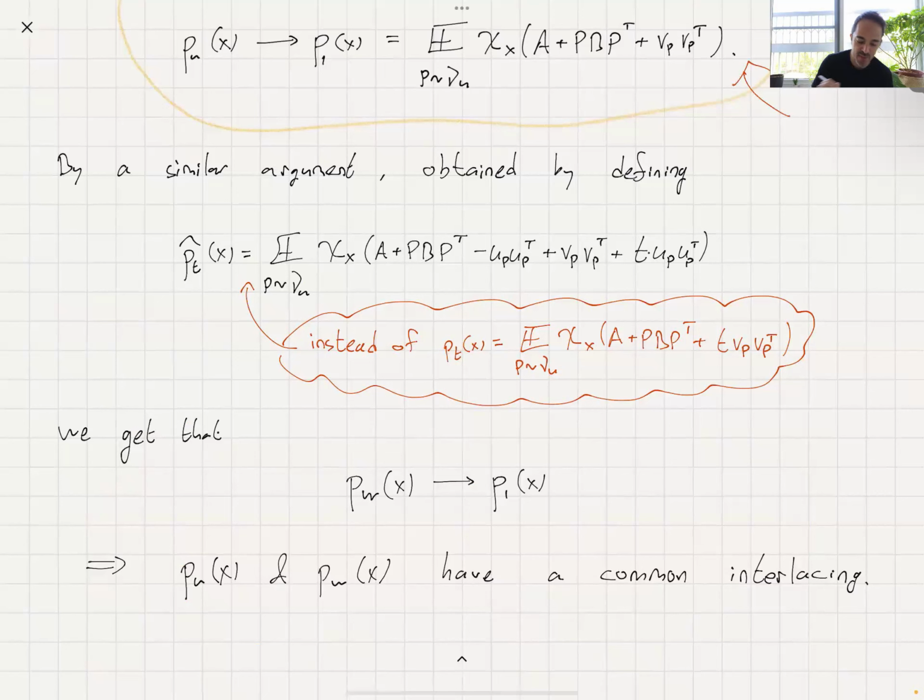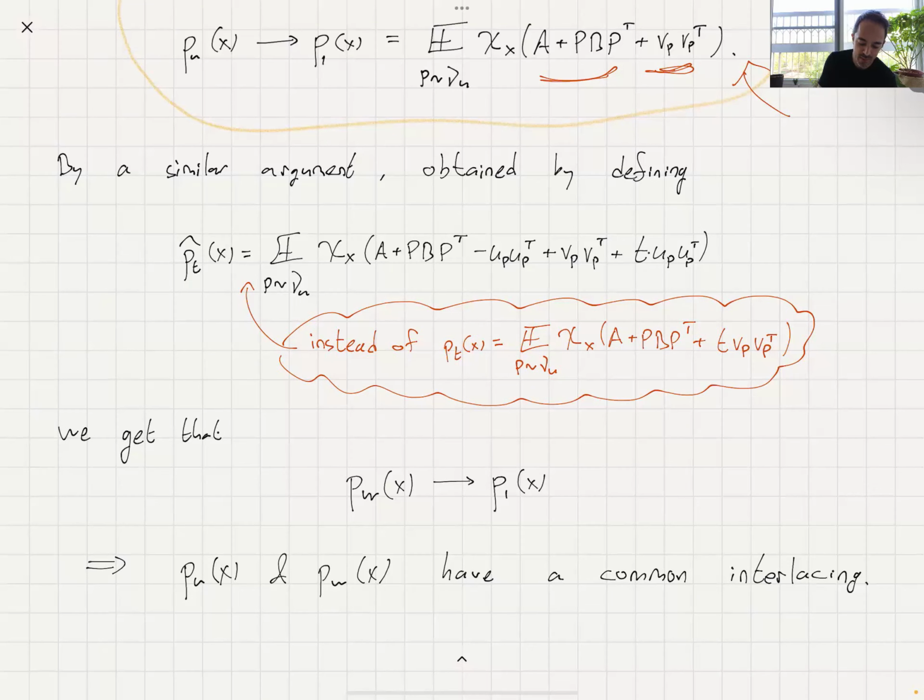So let's recap. What we just proved is that PU interlaces P1. P1 is a natural polynomial in our case. In a sense, it's a rank 1 update from PU. And now we are going to also show that it's a rank 1 update from PW, and therefore they have a common interlacing. But let's see.